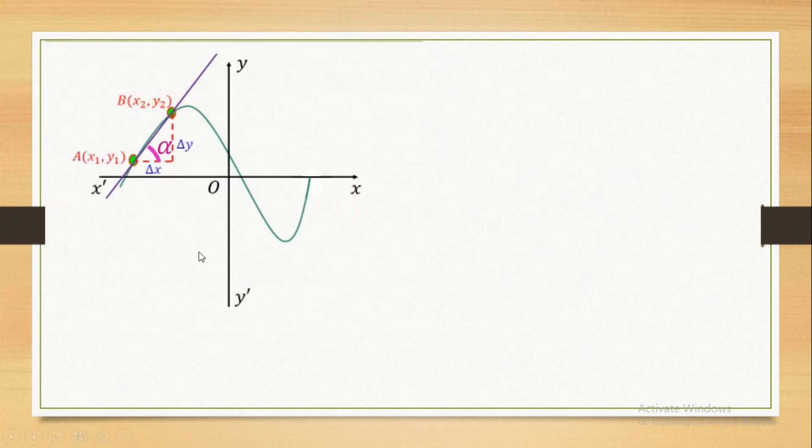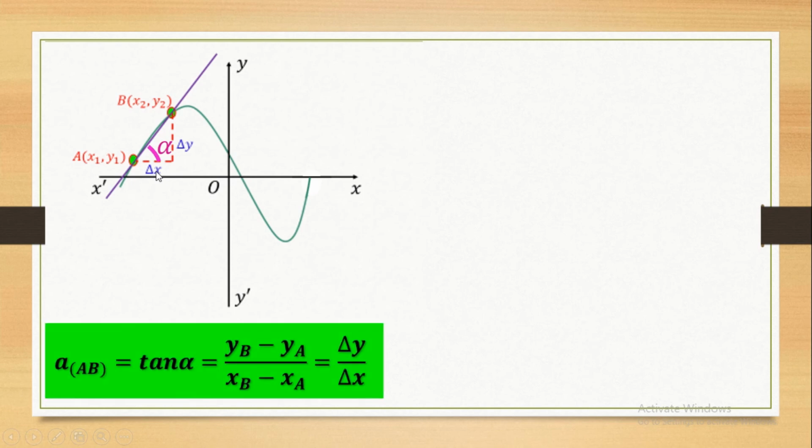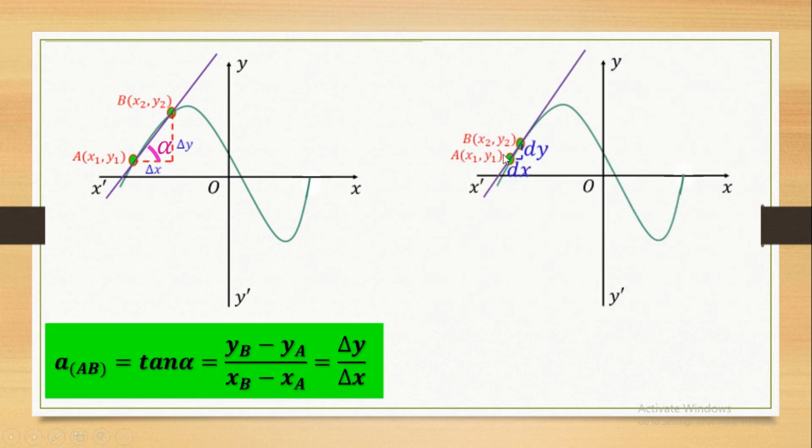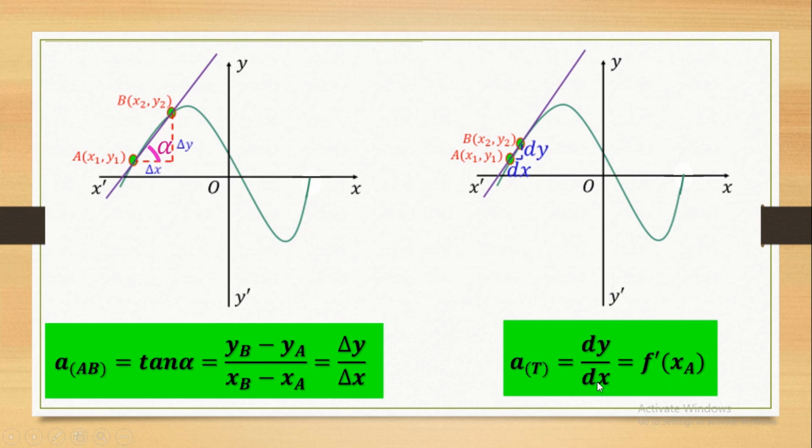Something else: if you remember from grade 9, the slope of a straight line joining 2 points A and B is tan alpha, which is the opposite over the adjacent, so it's delta y over delta x. But what happens if this point slightly moves? Here we have it, dy by dx. So that's why the slope of this tangent is dy by dx at the point A. So it's the derivative f prime of x A, the derivative of f of x at the abscissa of A.